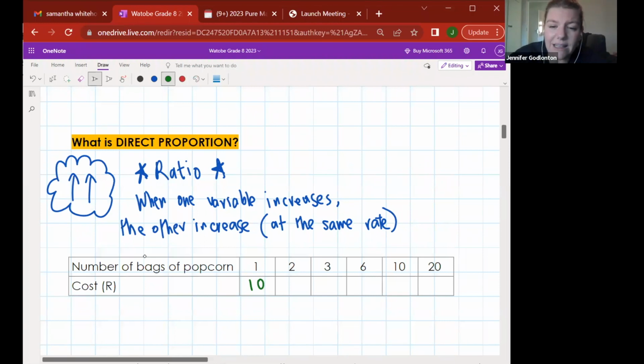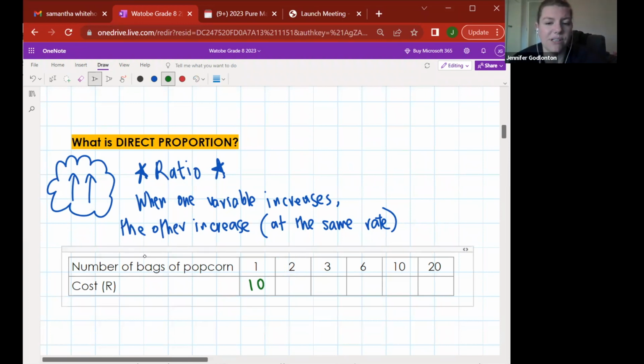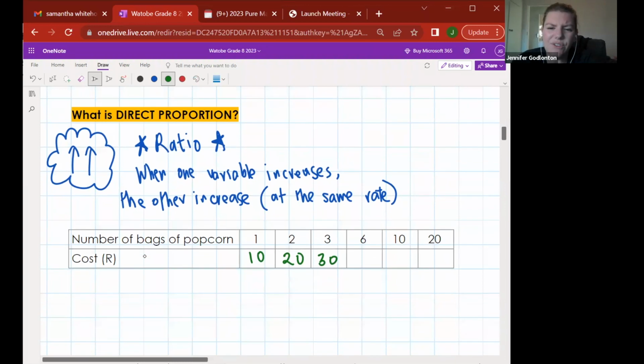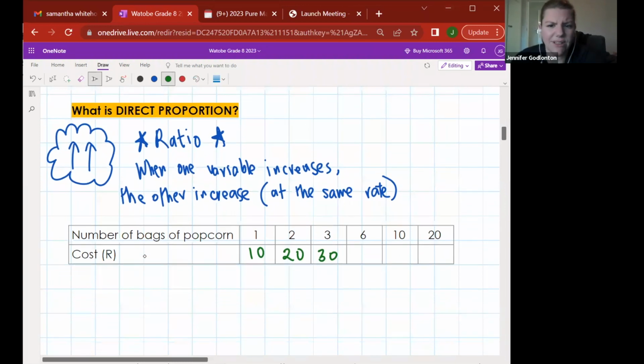So think about it like this. If I now have 2 bags of popcorn, how much is that going to cost me? If 1 bag is 10 Rand, how much is 2 bags going to cost me? Exactly, 20 Rand. Perfect. Okay, same goes for 3, 30 Rand. Now let's try and make it a bit more interesting. Now let's look at the 6.